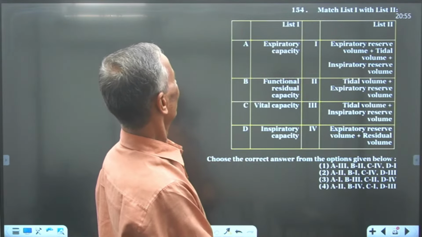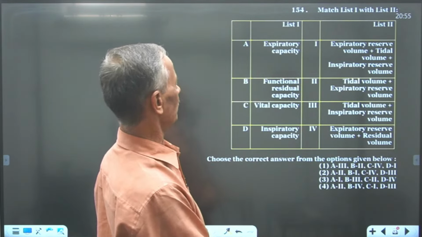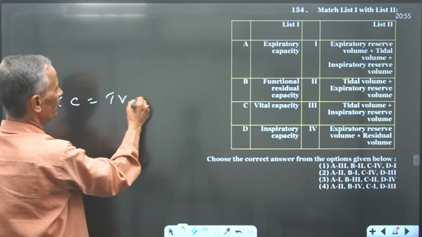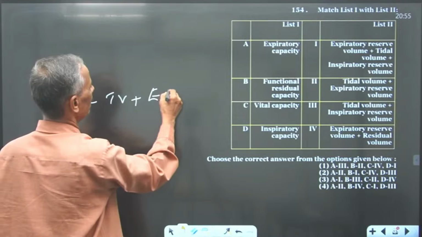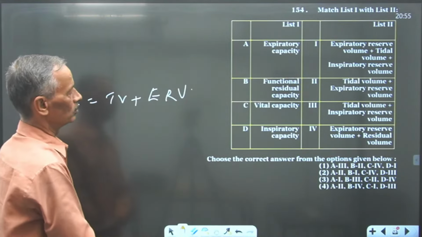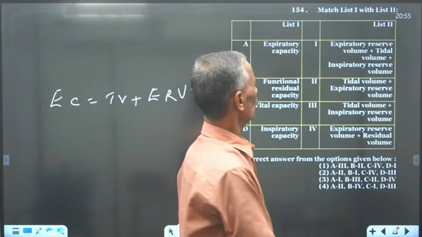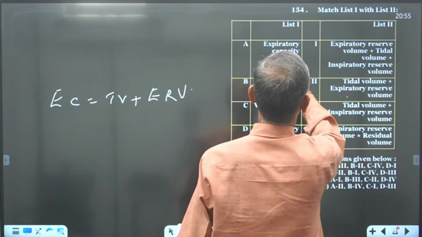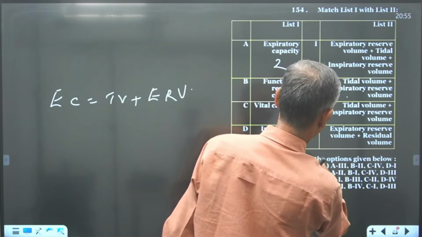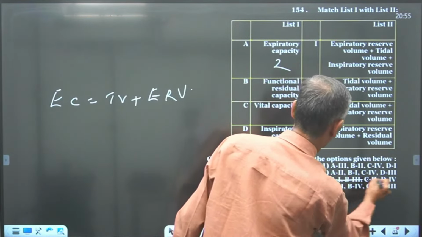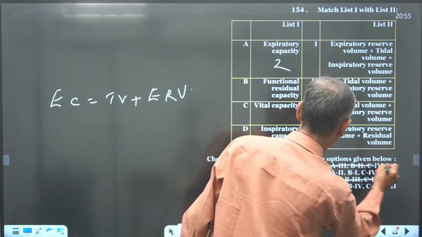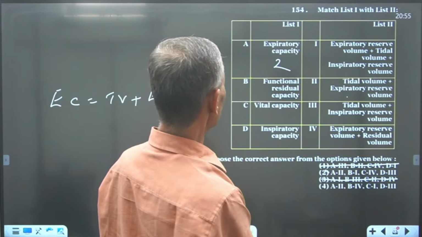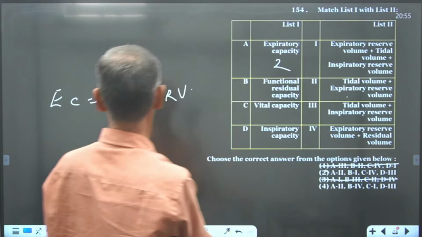Again, expiratory capacity, EC. EC is equal to expiratory reserve volume, so it is 2. See, we are having only 2 options, 2 and 4. Functional residual capacity, FRC.